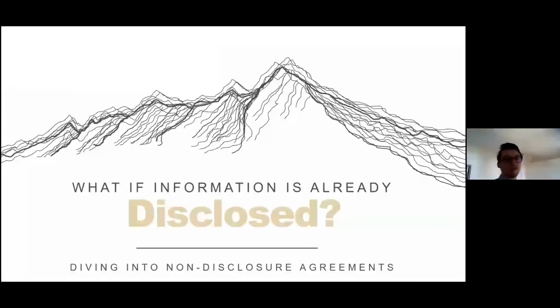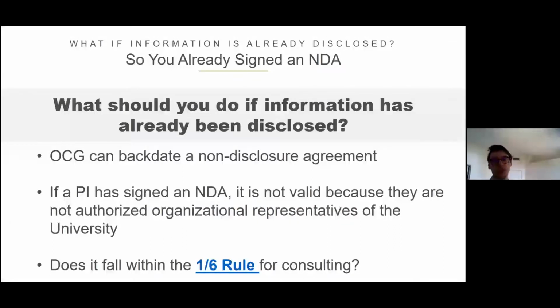Okay, what to do if information is already disclosed? Number one, don't panic. It happens more often than you think. In a situation where a CU PI has already disclosed information, OCG can draft an agreement that is backdated to cover all discussions that have taken place from that initial meeting. Obviously, we don't recommend that you do this, but it has happened before, so there are steps in place that we can use.